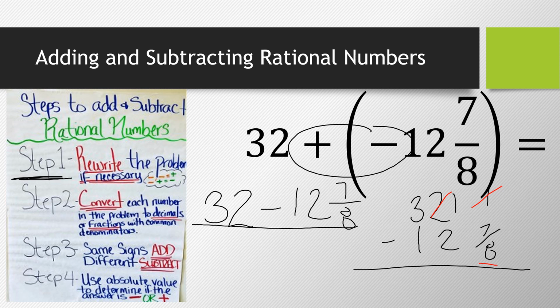Turn that 1 into 8/8, because that equals 1. And that also has the same denominator, so you can easily subtract. Now I have 8/8 minus 7/8 gives you 1/8.